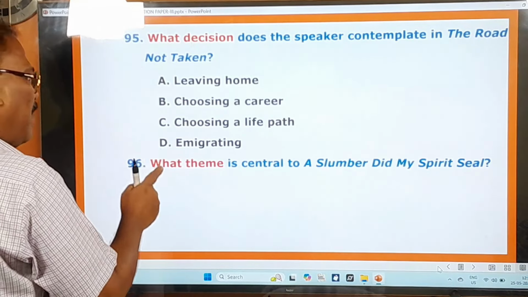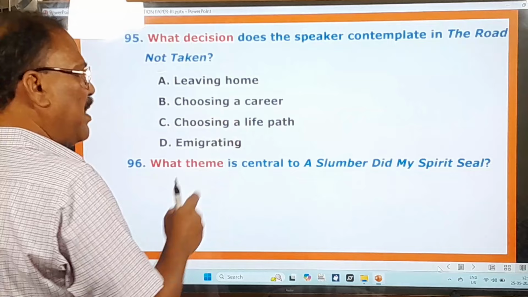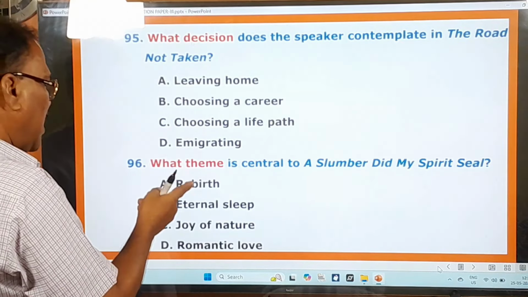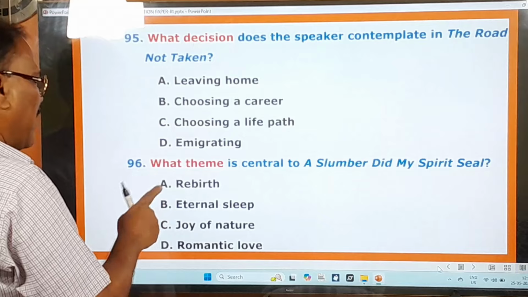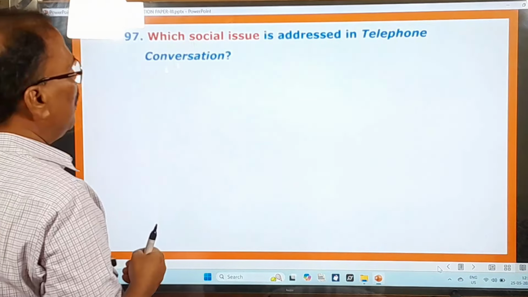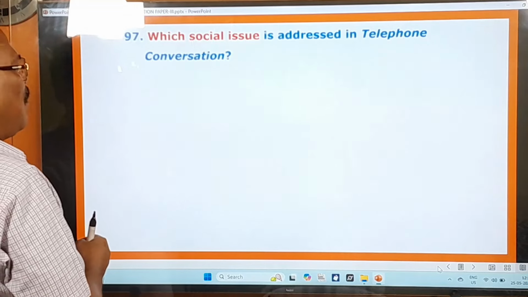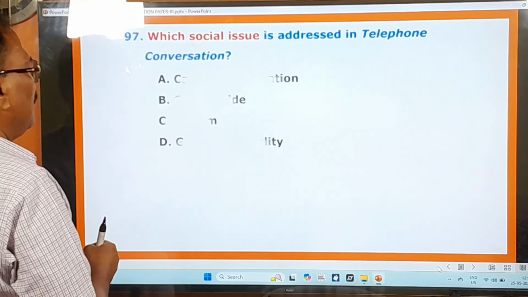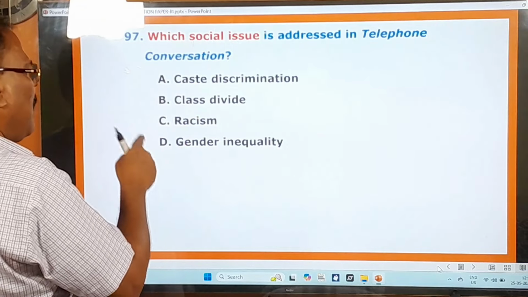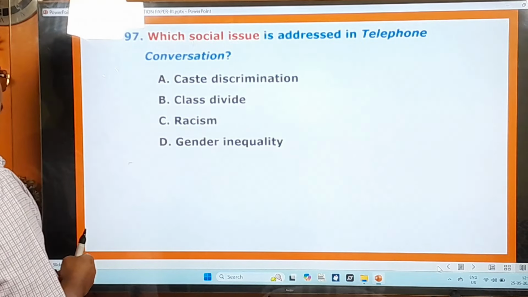96th question. What theme is central to A Slumber Did My Spirit Seal? Rebirth, eternal sleep, joy of nature, romantic love. 97th question. Which social issue is addressed in Telephone Conversation? Caste discrimination, class divide, racism, gender inequality.